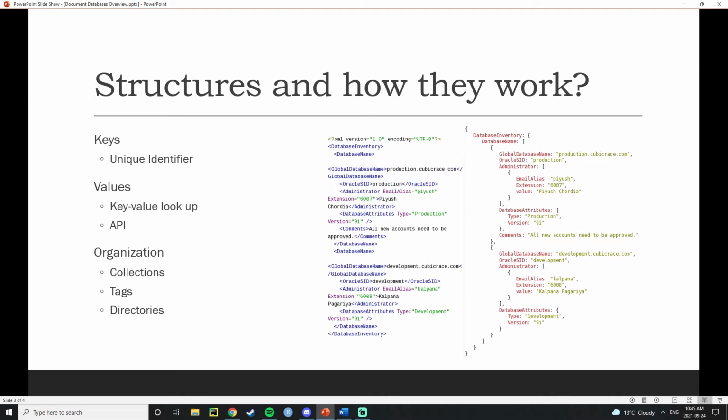Finally, another defining characteristic is the values of document databases. And what are the values? Obviously, the documents.